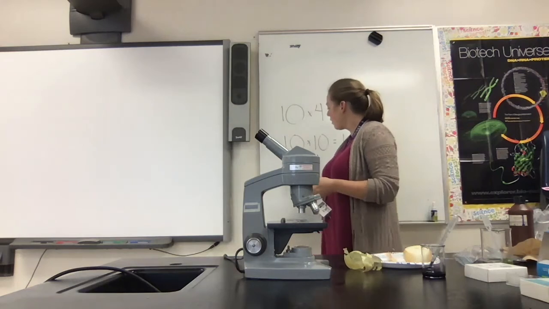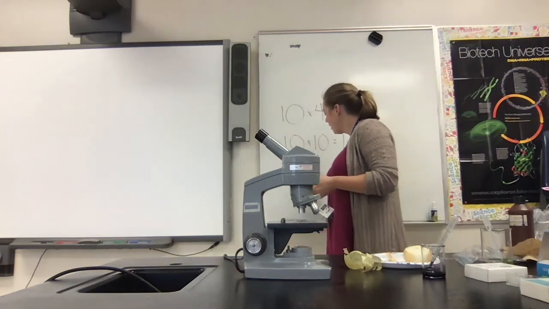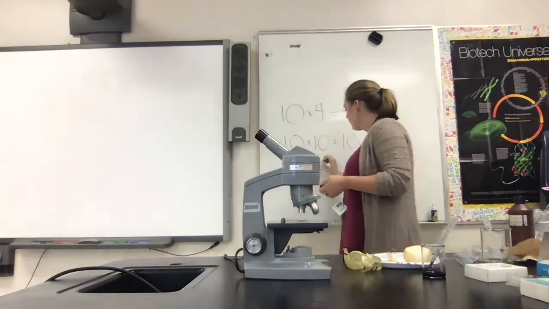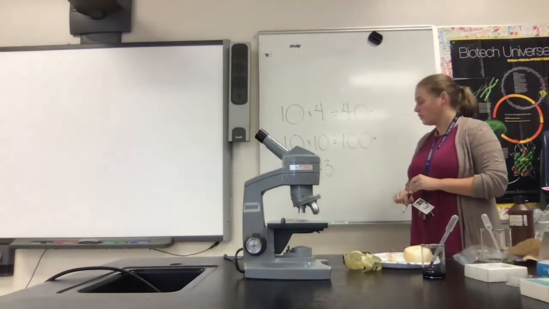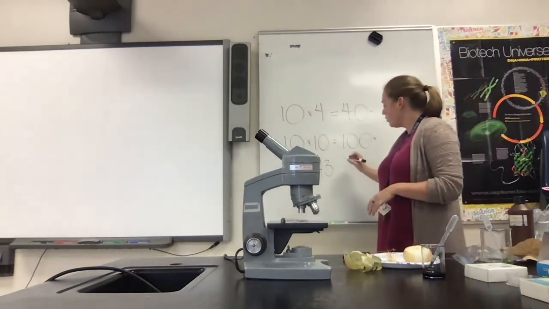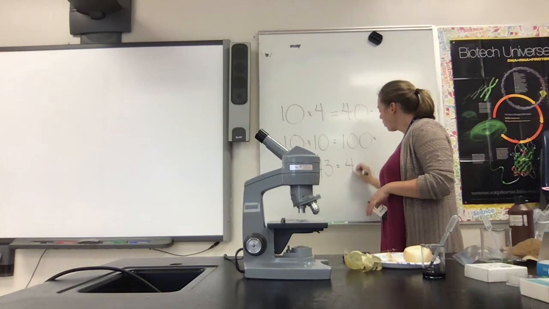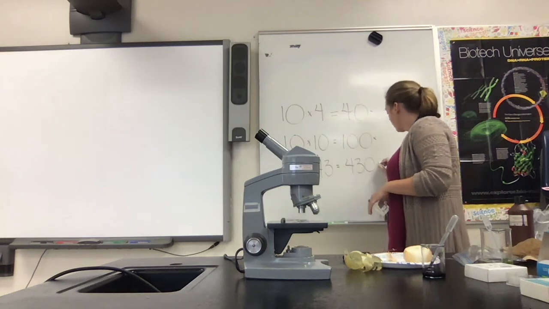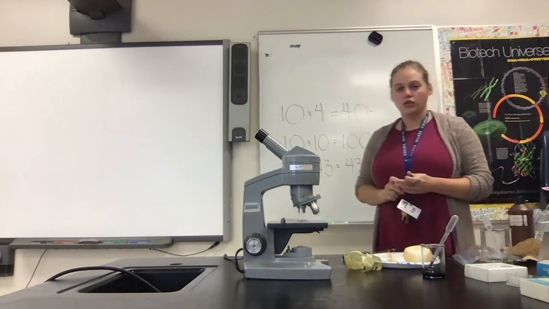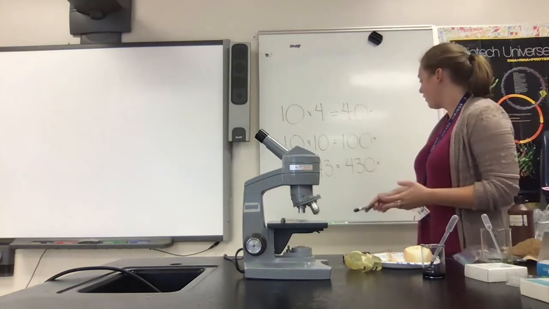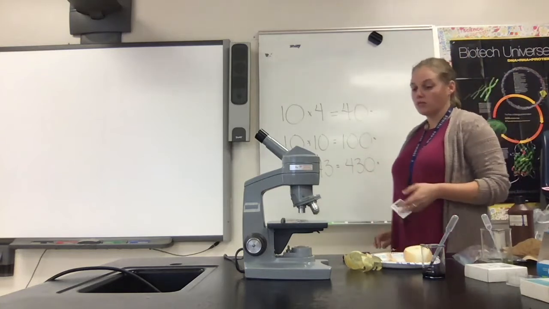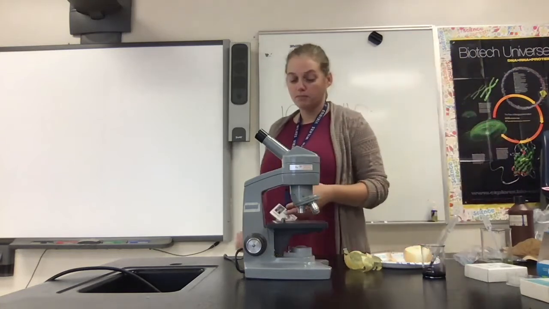If we have a power in the eyepiece of 10 and we are using an objective that has 43 times magnification, we would have a total power of 430 total magnification. And so that means that our maximum power of magnification is going to magnify something to be 430 times larger than it's normally going to be.